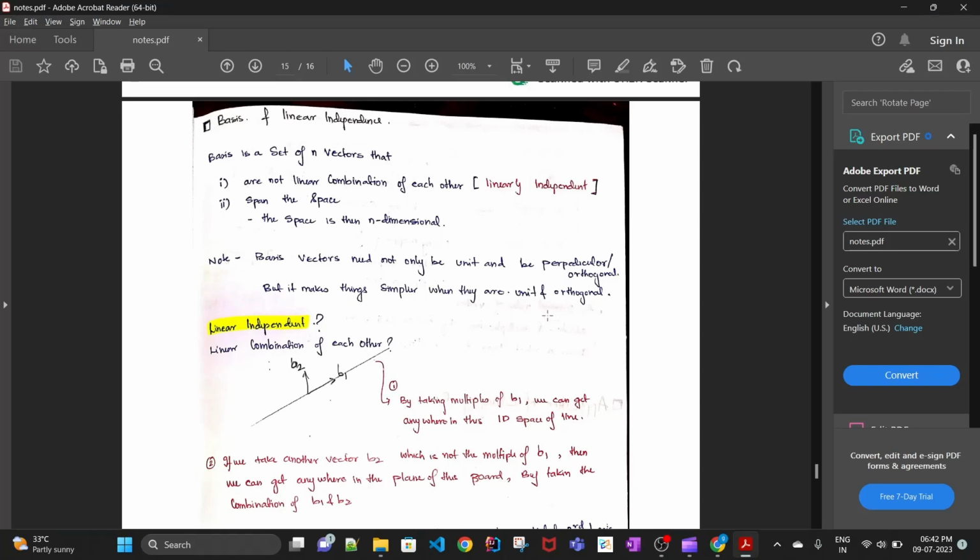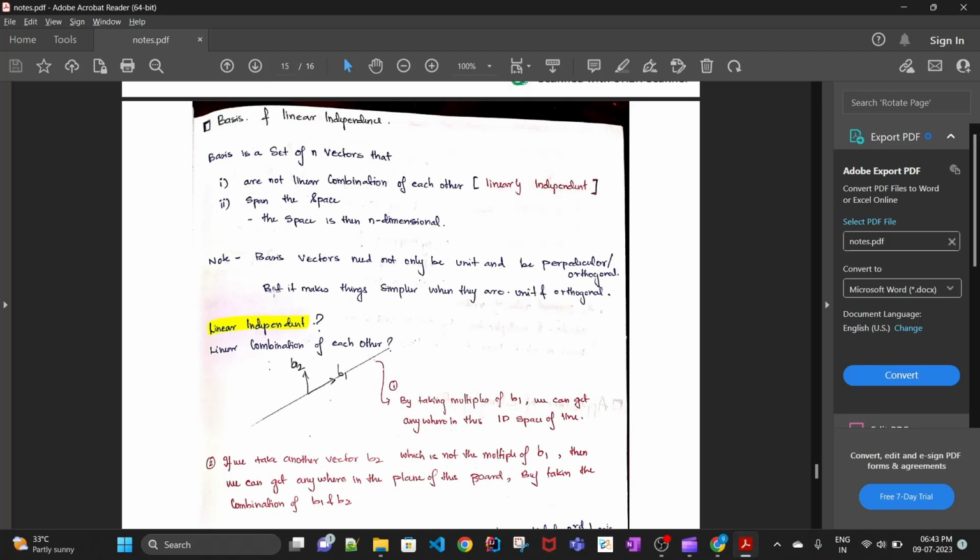In the last lecture, we looked at what bases are and what happens to a vector when we change the basis. So now in this video, we will look more at what bases are and what linear independence is. A basis is a set of n vectors that are not linear combinations of each other. That is, they are linearly independent. They span the space. The space is then n-dimensional.